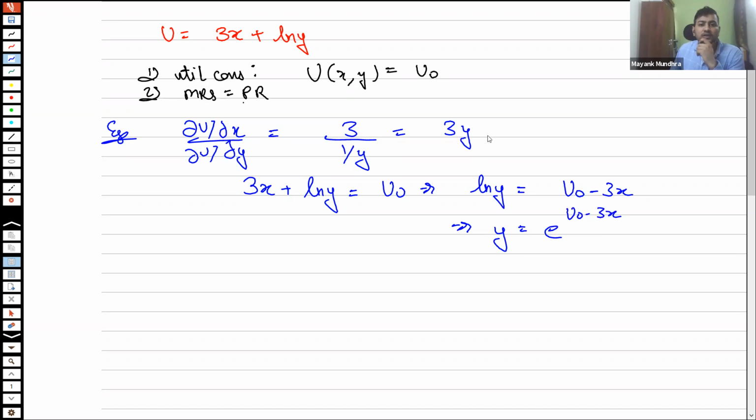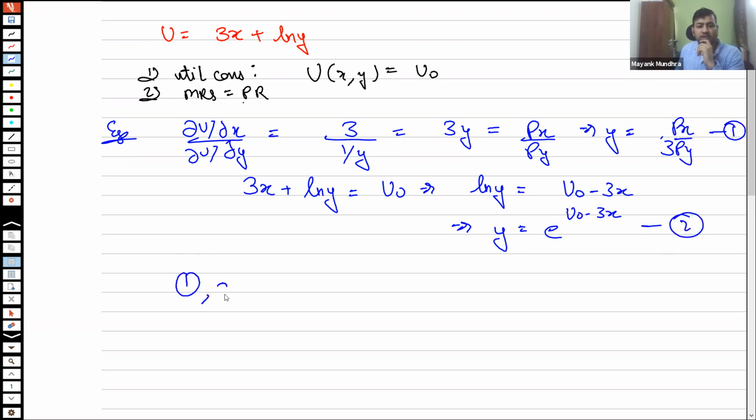Okay. Now this 3y should be equal to the price ratio px upon py. So this implies that y must be equal to px by 3py. So this is equation number 1. This is equation number 2. You solve 1 and 2 simultaneously. So what you get is px upon 3py must be equal to e to the power u naught minus 3x.